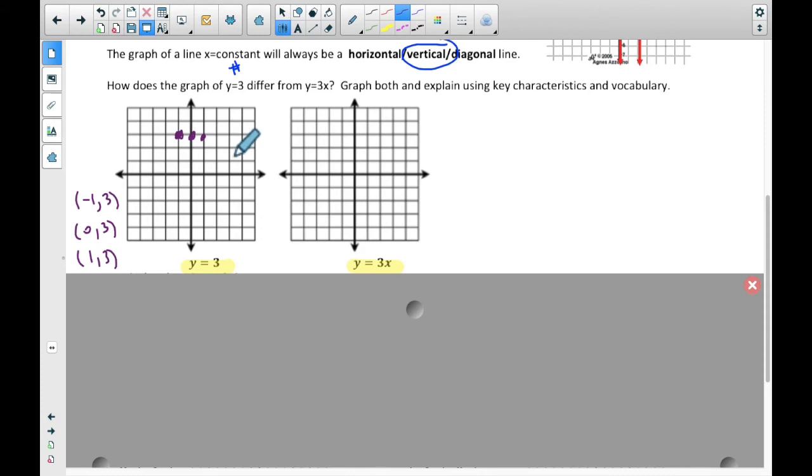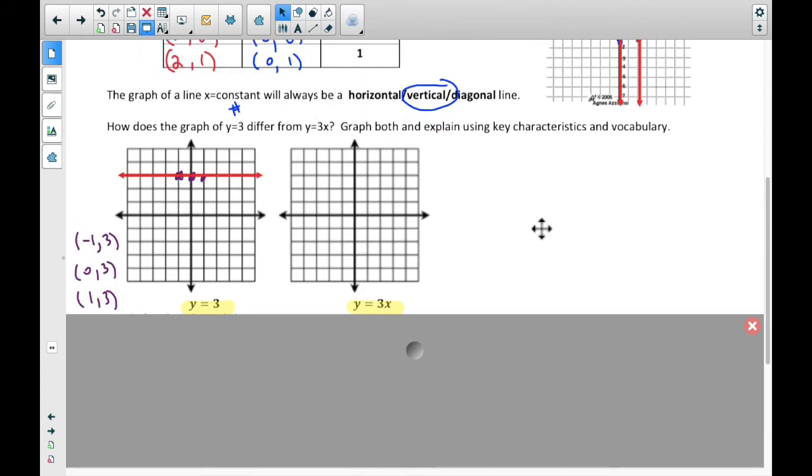The y is always 3. And so it's going to look like this. I'm going to take my straight edge, and I have a horizontal line. However, this other one looks similar, but it's not. It's like y equals 3x plus 0. This is the kind of line where we start at 0, 0, and then we go up 3, right 1, and then up 3, right 1, or down 3, left 1, down 3, left 1.